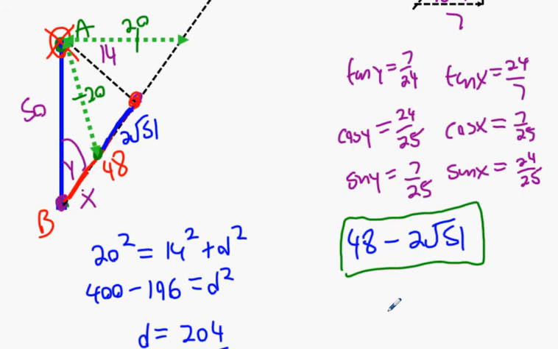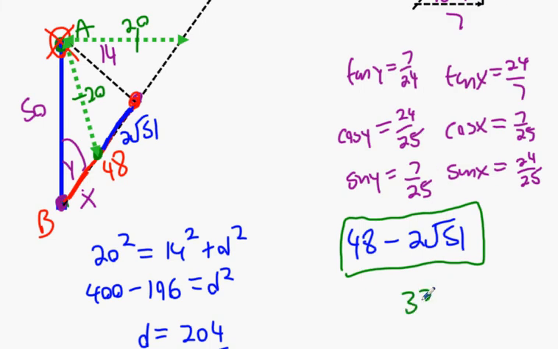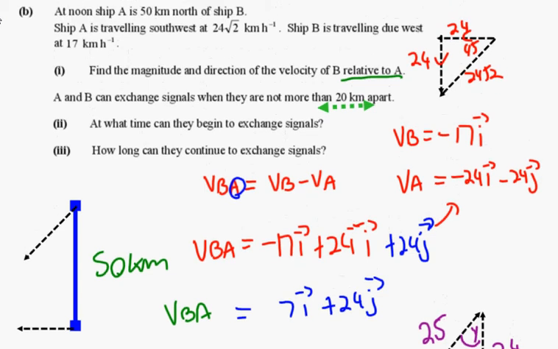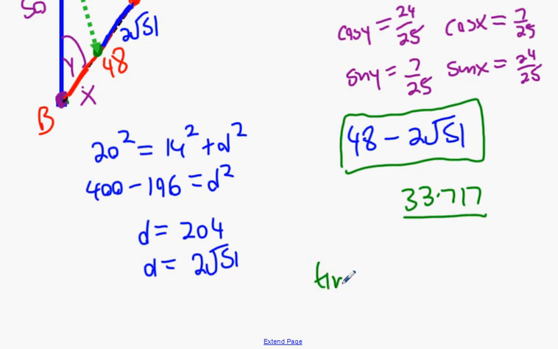Just whatever the calculator spits out. 48 minus 2 root 51. 33.717. Now, we want the time it takes for this to happen. Does it say at noon? So what time? We're looking for time. Time equals distance over speed. This is the distance. I need the speed.